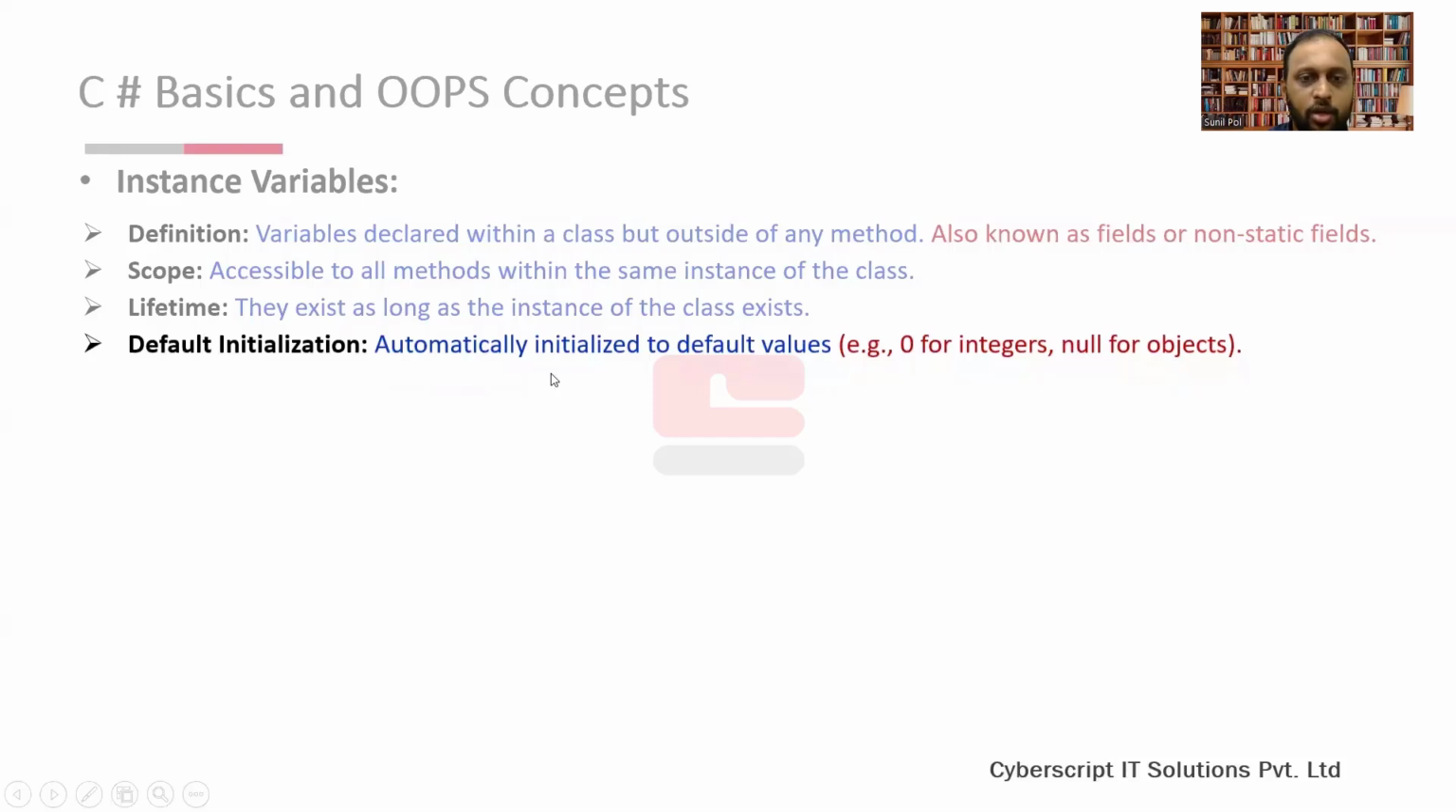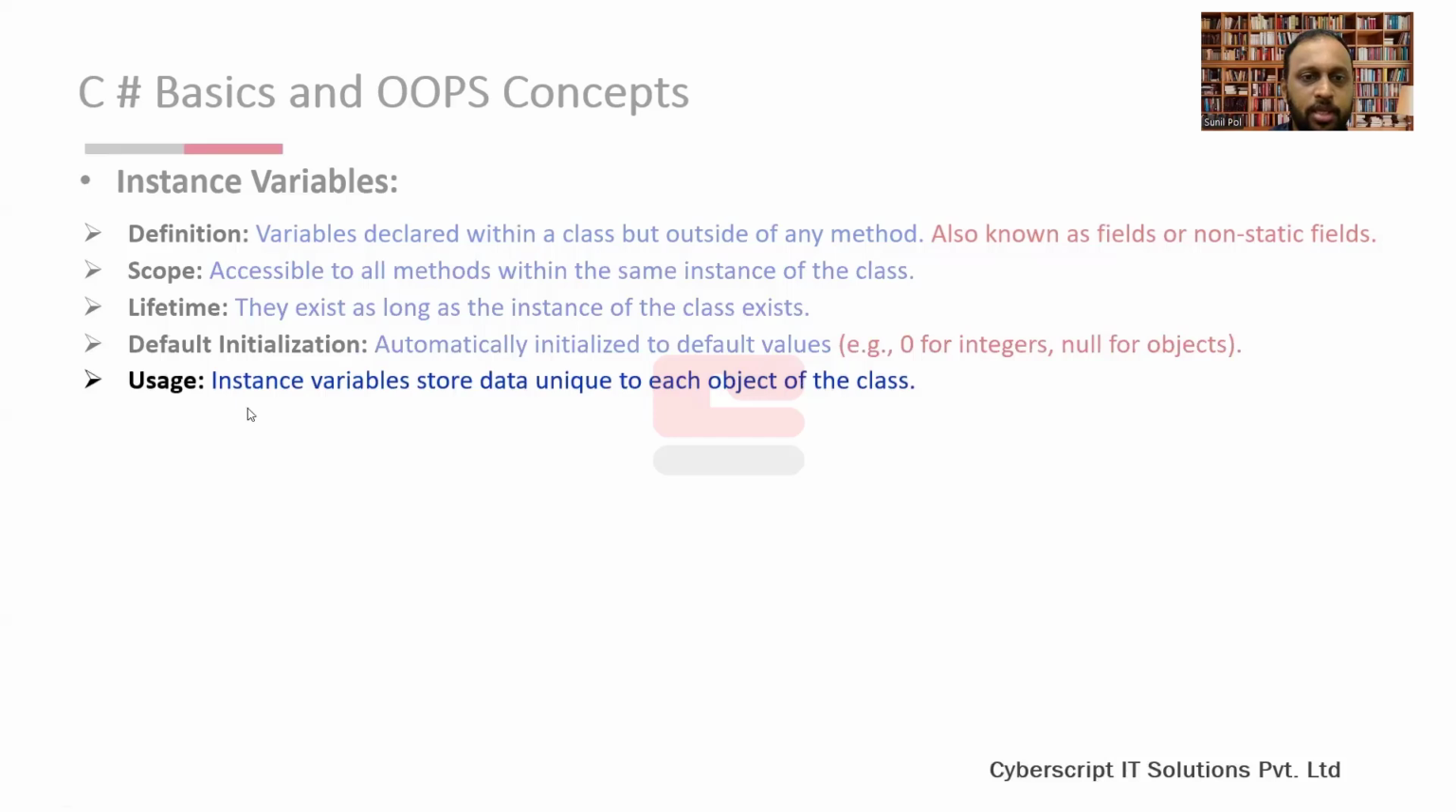Default initialization. Automatically initialized to default values like 0 for integers and null for objects. In case of an instance variable, it will take a default value according to its data type. Usage. Instance variables store data unique to each object of the class. So let's discuss the example.